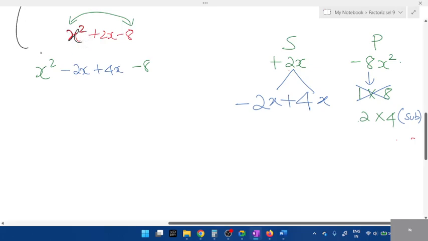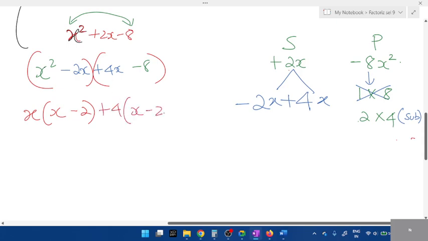Now what's the next step? Group it. X is common. What do you get? X minus 2. Take the first sign. 4 is common. When you divide, definitely you'll get x minus 2. Okay, so x minus 2 is common. If you take out x minus 2, what do you get? X plus 4.